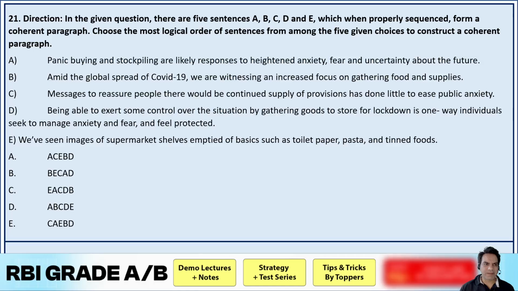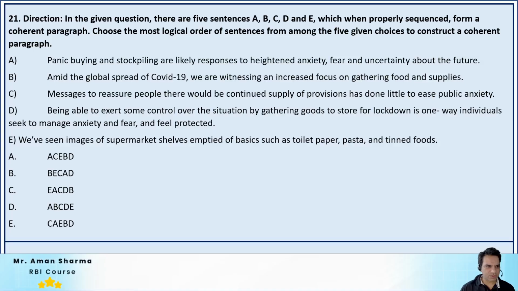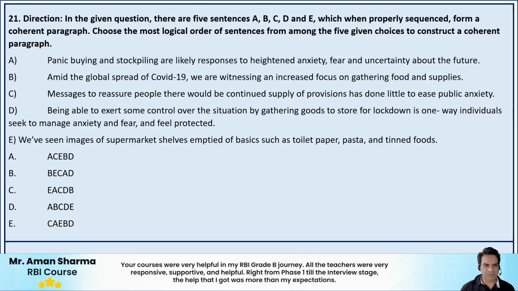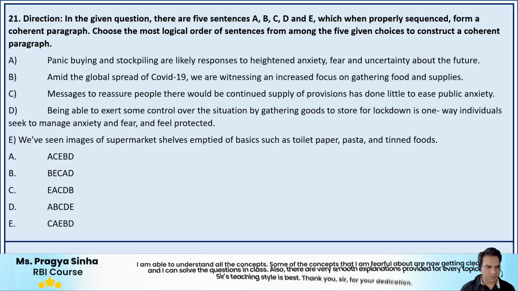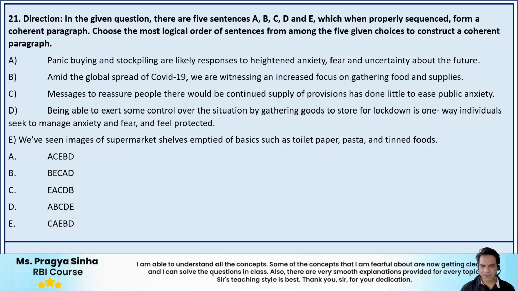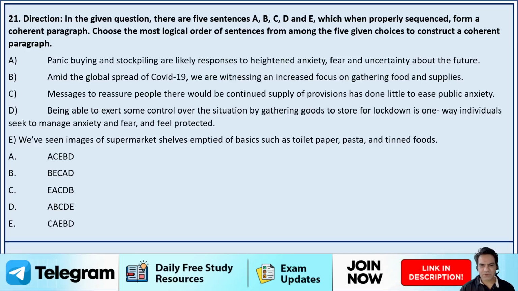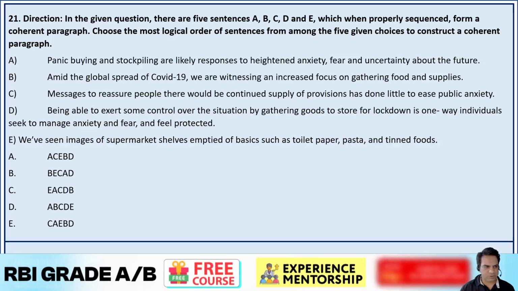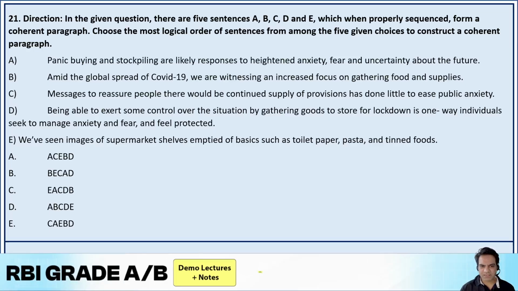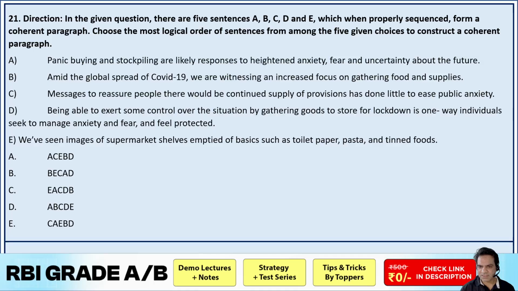Panic buying and stockpiling are likely responses to heightened anxiety, fear, and uncertainty about the future. Amid global spread of COVID-19, we are witnessing an increased focus on gathering food and supplies. Messages to reassure people there would be continued supply of provisions has done little to ease public anxiety. Being able to exert some control over the situation by gathering goods to store for lockdown is one way individuals seek to manage anxiety and fear and feel protected. We've seen images of supermarket shelves emptied of basics such as toilet paper, pasta, and tinned foods.